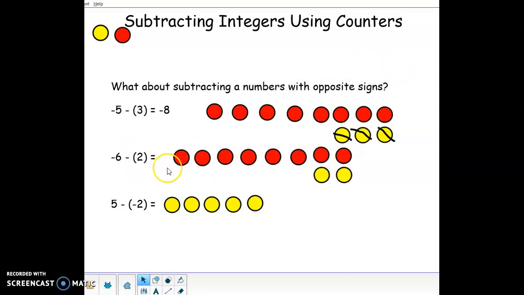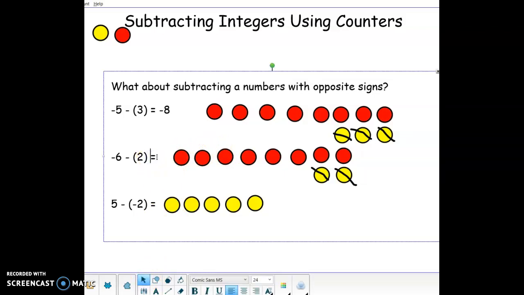Okay, so what I have now is I've got my 2 0 pairs, and I now have 2 positives that I can take away. So if I take away 1, 2 positives, I'm left with 1, 2, 3, 4, 5, 6, 7, 8 negatives. So my answer, once again, is going to be negative 8. So we would say that negative 6 minus a positive 2 is a negative 8.